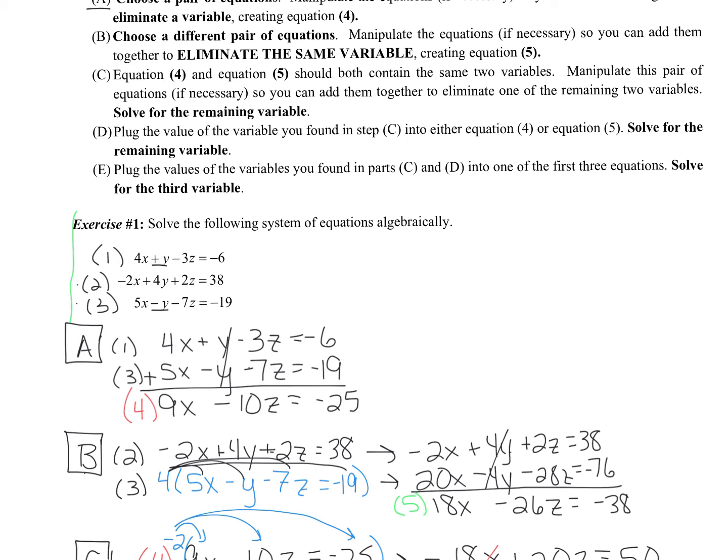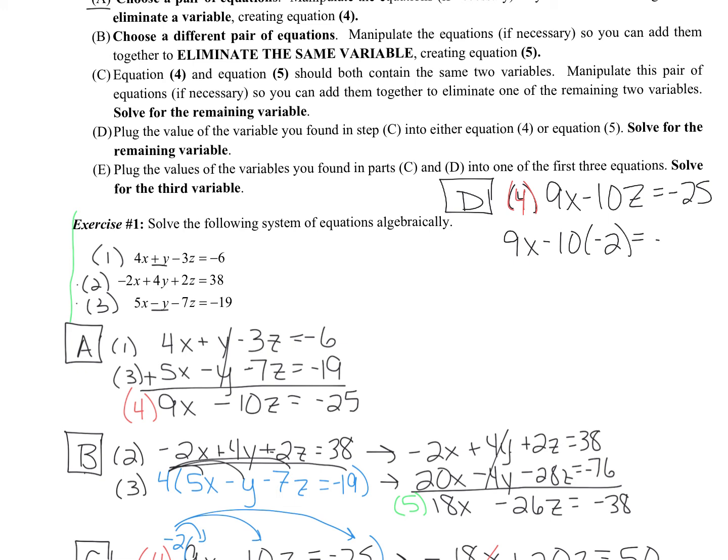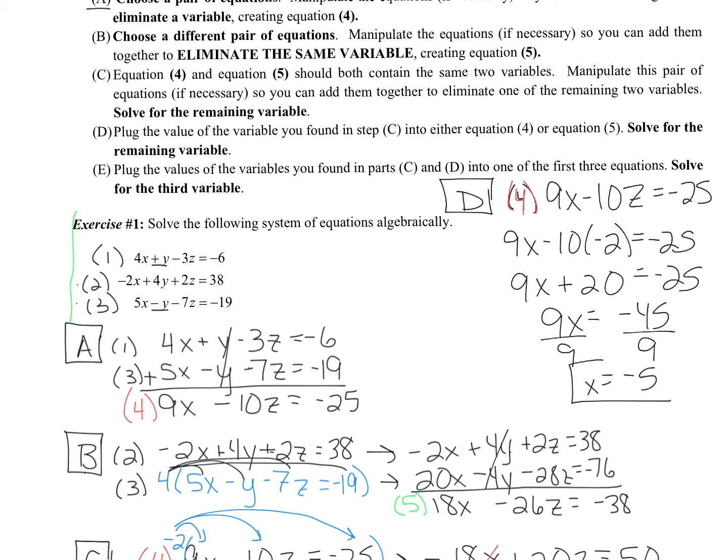I'll write my step. I put that one up here just to make sure we have room. So equation 4, and I'm going to write the whole thing just to make sure we understand for the first one, is this. I just got that from equation 4, which I created in step A. So I'm going to plug in that negative 2 for the z that I just found. So I have 9x minus 10 times negative 2 equals negative 25. And then we just solve a simple linear equation. I'm going to subtract 20 and get 9x equals negative 45. Divide by 9, and I get x equals negative 5. So there's my second answer.